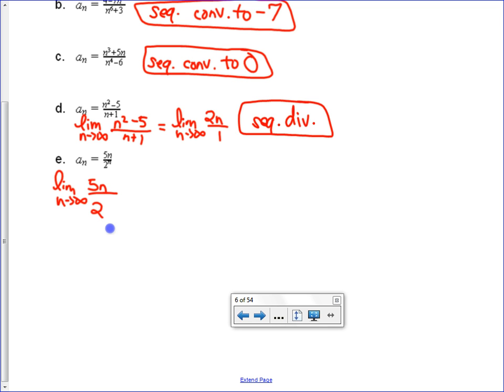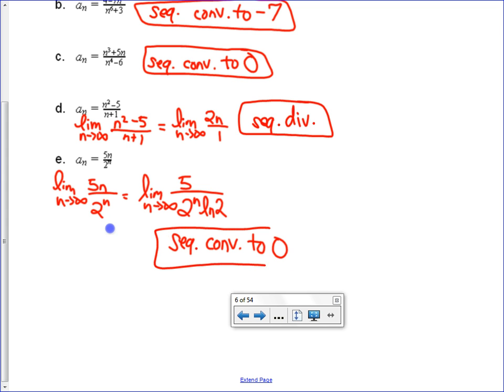1 over 2 to the... Derivative of 5n? 5. Derivative of a to the u is a to the u times ln of a times u prime, n prime just 1. What's the very next one going to be? Derivative of top, 0. Derivative of bottom, still 2 to the n. Bottoms are going to get bigger, bigger, bigger, but top's going to be 0, so therefore, right?